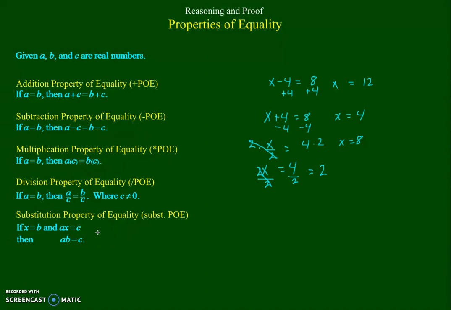What the substitution property of equality says is, if x equals b and a times x equals c, then anywhere there's an x, we can replace that x with the b. We can substitute b in for the x. So this ax equals c becomes ab equals c. Now you've done this several times.